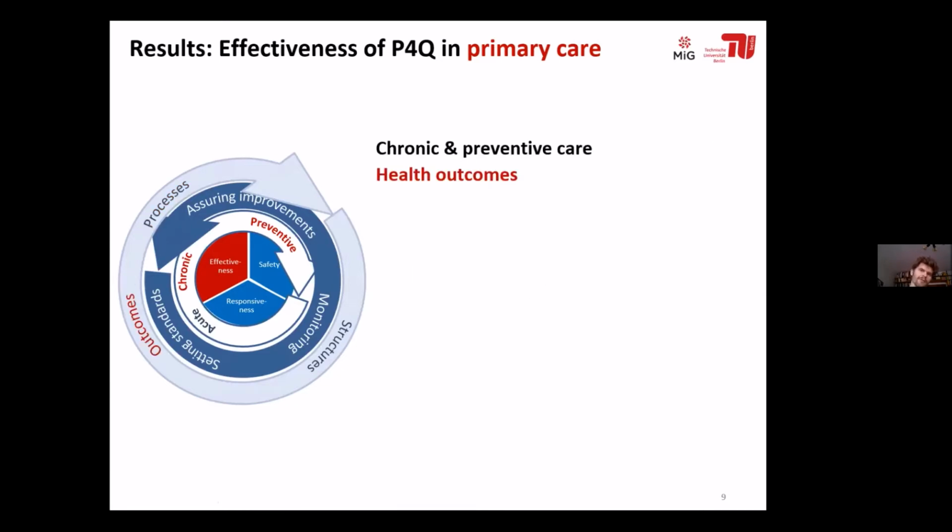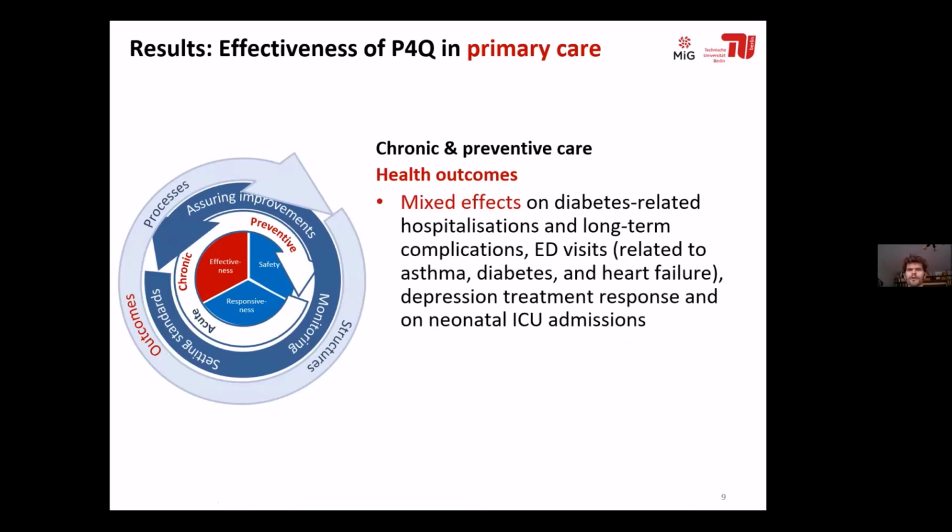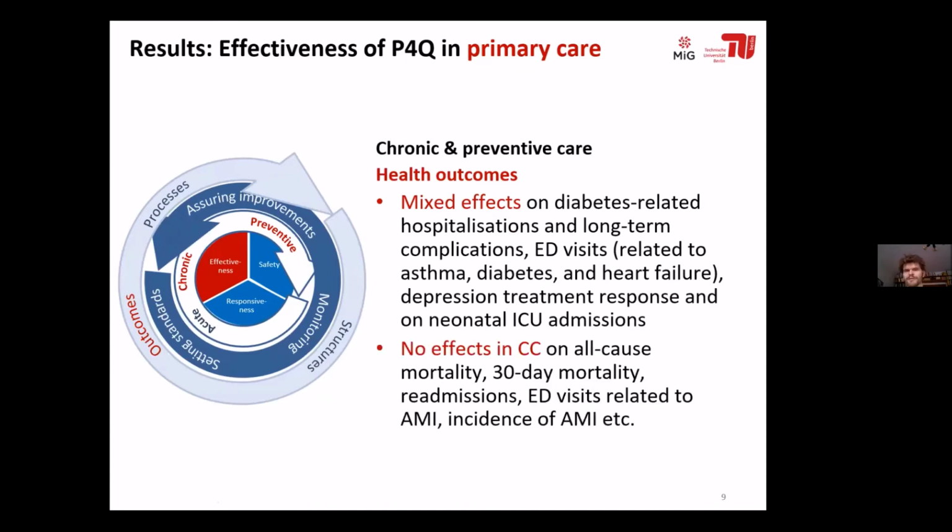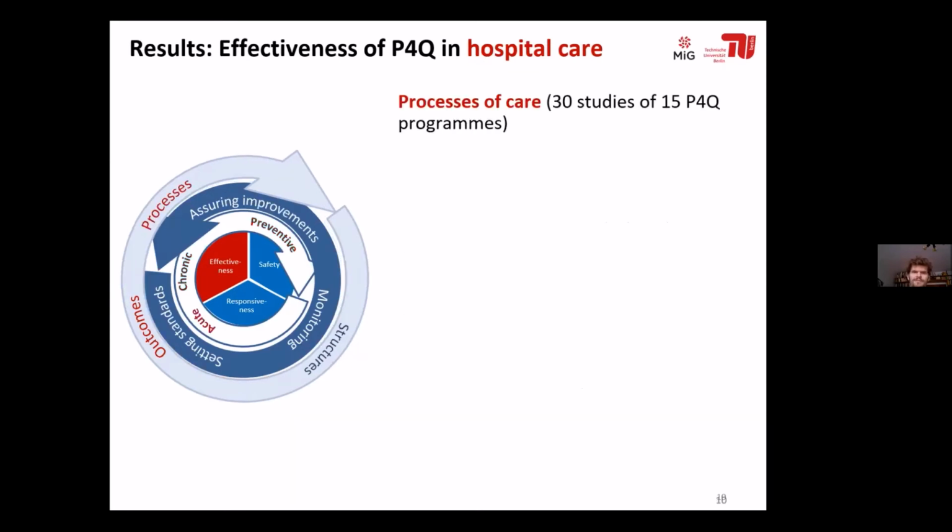Concerning health outcomes in chronic and preventive care, in primary care, there were more mixed effects on diabetes-related hospitalizations and long-term complications and emergency department visits. There were no effects in chronic care on all-cause mortality or 30-day mortality or readmissions and ED visits related to acute myocardial infarction. And there were no effects in primary care, in preventive care, on quit rates or smoking prevalence.